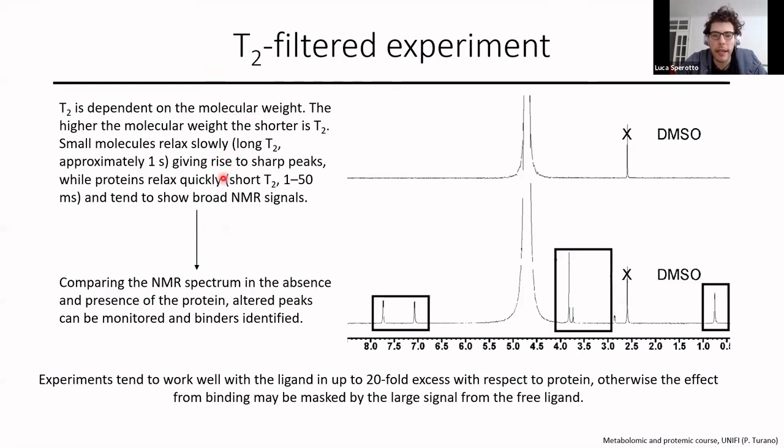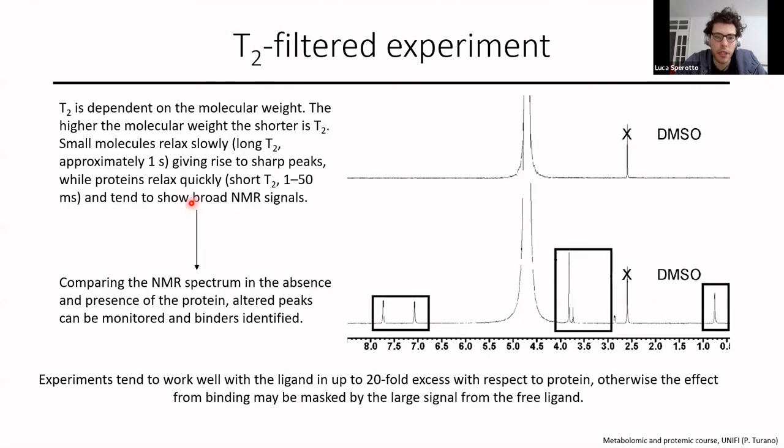So again, when it is free, the ligand is a small molecule, but when it's bound, it behaves like a big protein. You can detect this with the relaxation properties. You collect different spectra, so the ligand alone. And if you collect the ligand alone, you will have the signal of the ligand.